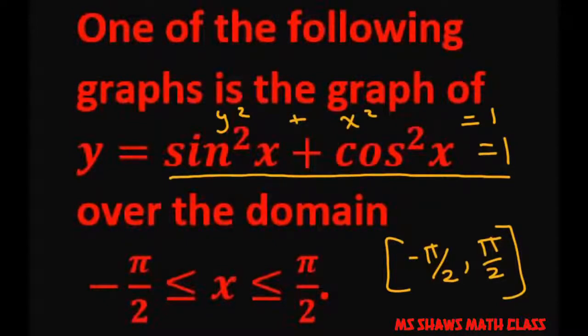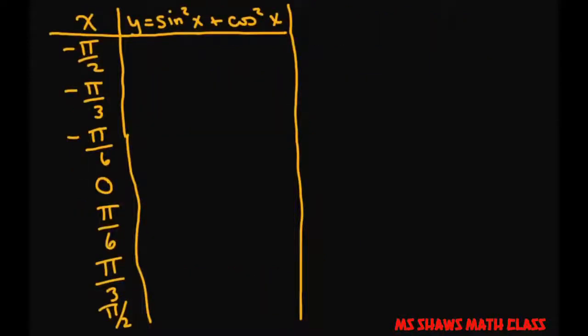So let's look at some of this and do a table. This is where I'm going to kind of assume that you know some of the radian values. So I'm going to plug in my x into this equation and get my y value. So if I do sine squared of x, I'm doing sine of negative pi over 2, and we're doing cosine of negative pi over 2.